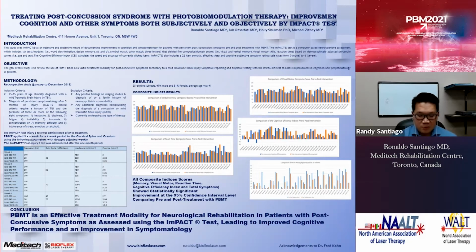Two values can be computed for the symptom questionnaire: total symptom score, and the number of symptoms endorsed as being present. Both of these values were examined for the study. The cognitive efficiency index is calculated based on both speed and accuracy of items clicked correctly.